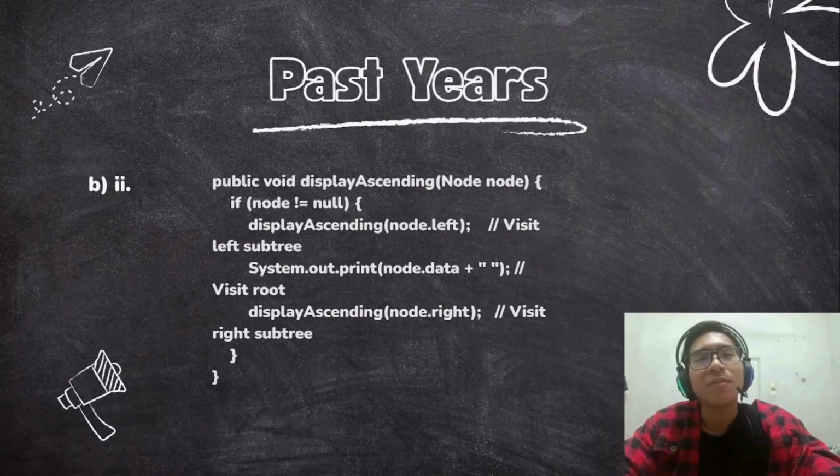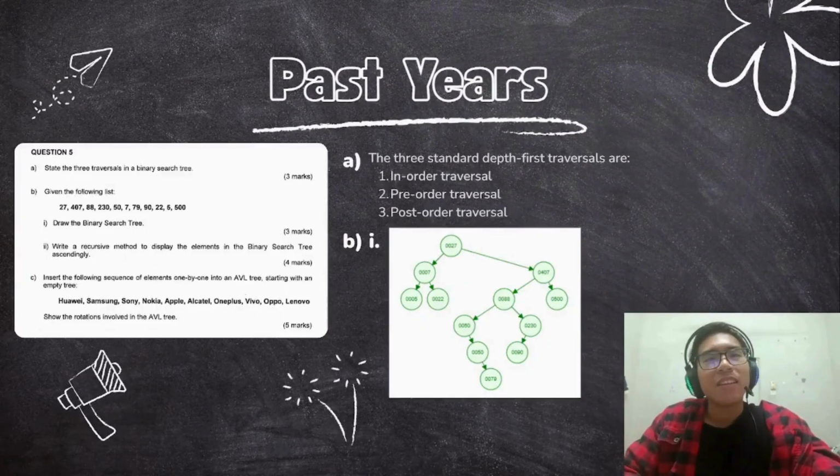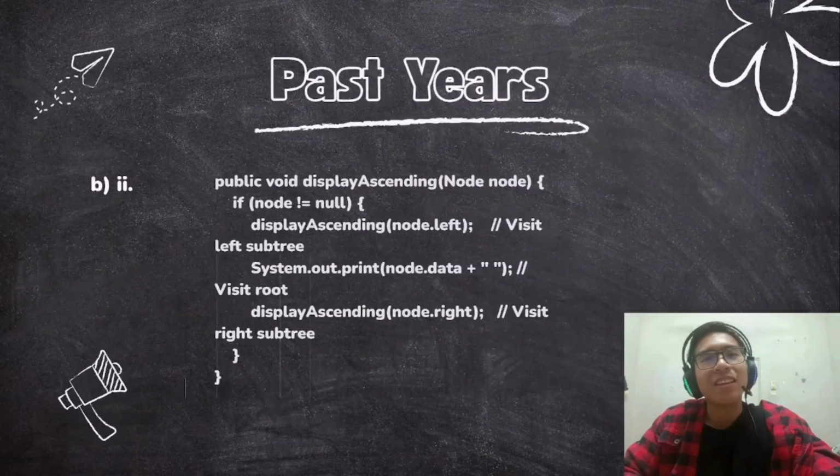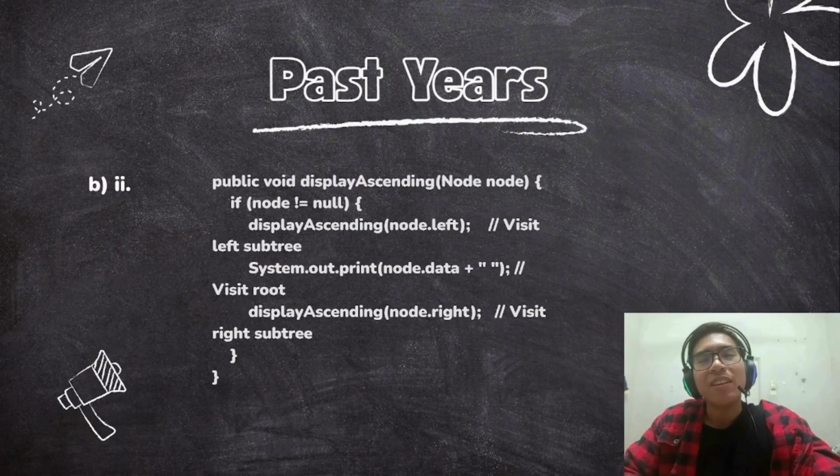Now for question B2, it says to write a recursive method to display the elements in a binary search tree in ascending order. Now this is the code that I've written. One thing to note is that because it is recursive, you would do a while loop using a sentinel control.